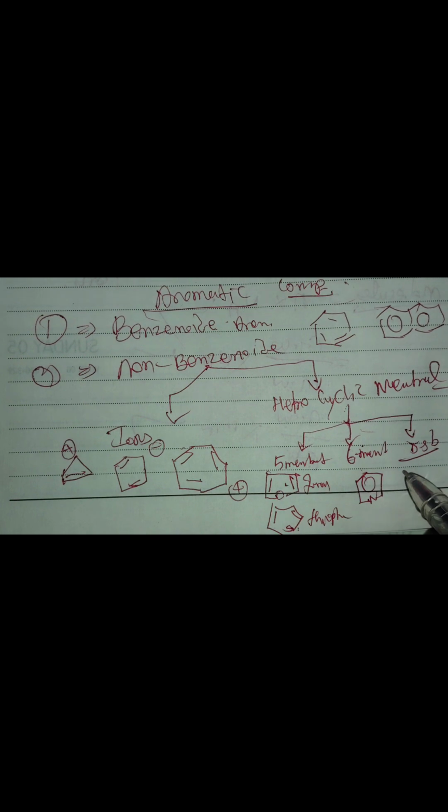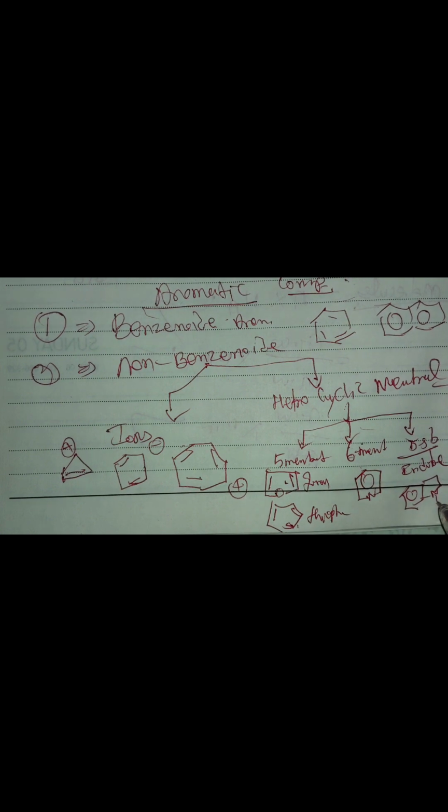And here a 5-membered and a 6-membered ring are combined, for example indole. This is the 5-membered ring and this is the 6-membered ring. That combined 5-membered and 6-membered ring is called the indole molecule.